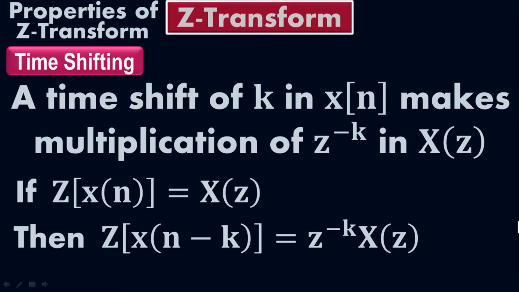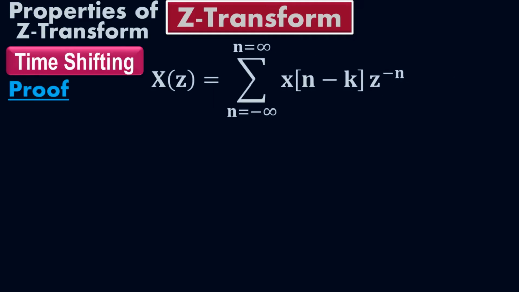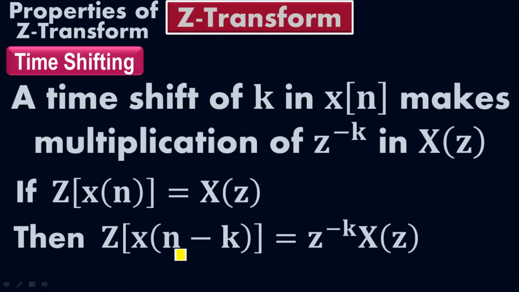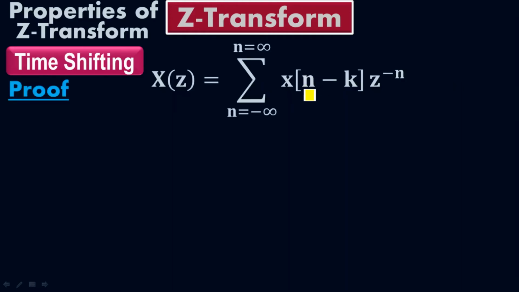So let me check a short proof for the time shifting property. Proof. We're going to do a mathematical proof for the time shifting property. The Z transform x of z equals the summation of x of n minus k times z to the negative n, where n starts from negative infinity up to positive infinity. Remember, for the x of n, I have x of n minus k. So there is a time shift of k in x of n. You just plug in that x of n minus k into the equation of the Z transform.